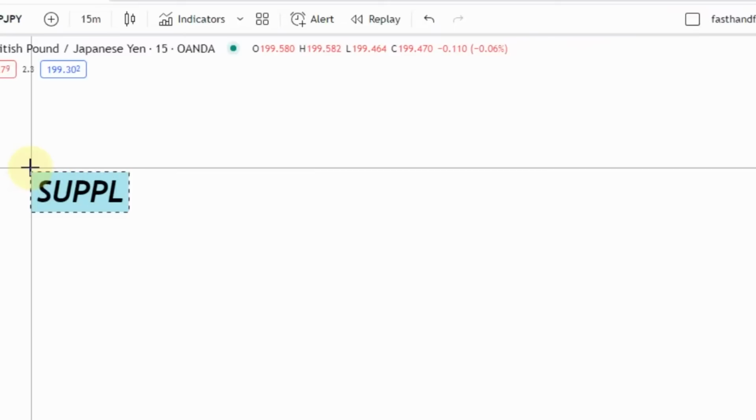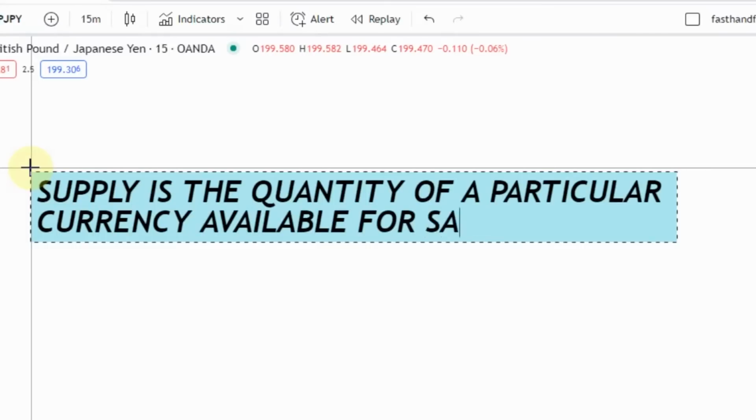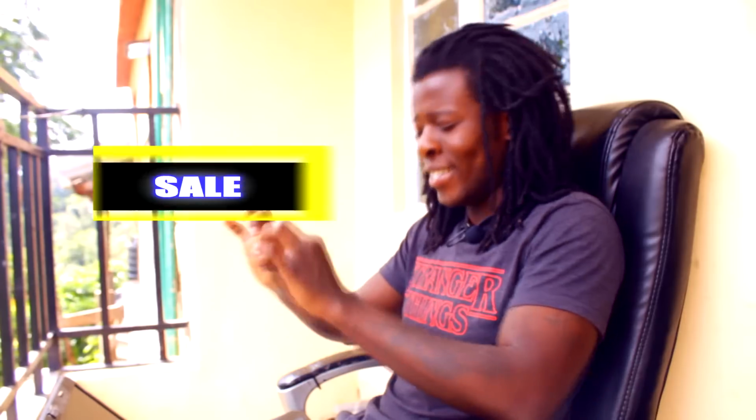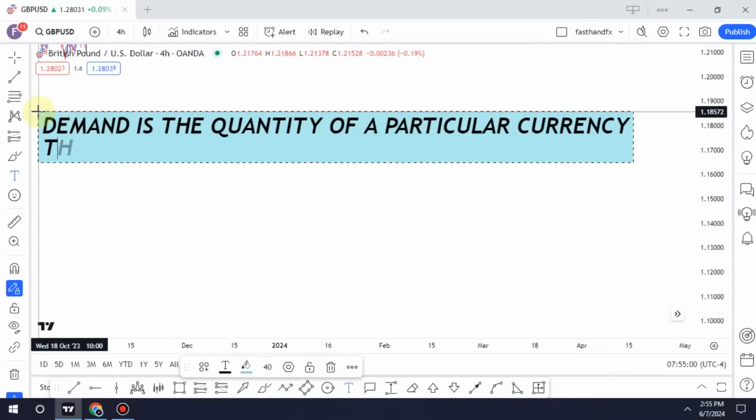Now, what is a supply and what is a demand in the forex industry? Supply is the quantity of a particular currency available for sale at a given price. Now I need you to underline the word sale. The word supply starts with the letter S, and selling starts with the letter S. So supply means a sell. Now if you talk about the demand, it should be the opposite. A demand is the quantity of a particular currency that traders are willing to buy at a given price. That is the opposite of a supply.